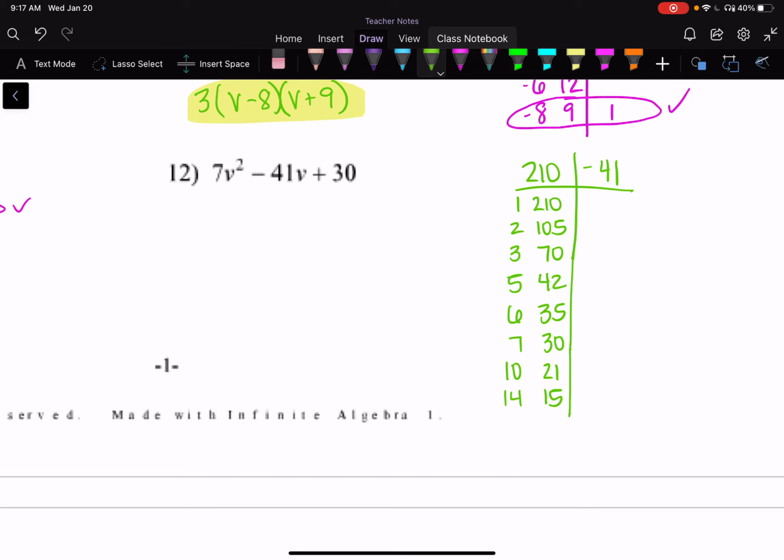So when I multiply to get a positive and add to get a negative, I know that both of my numbers in my factor pairs have to be negative. Glancing through this list, I know that 6 and 35 add to be negative 41. So I have 7v squared minus 6v minus 35v plus 30.